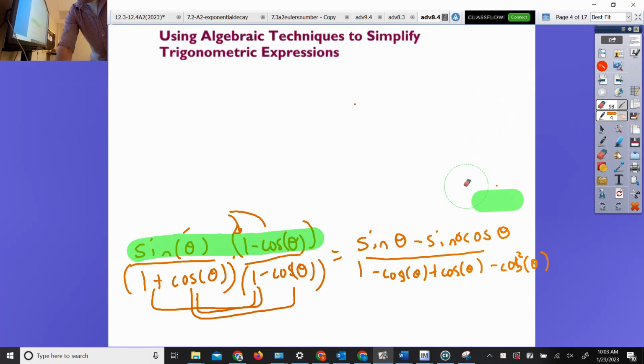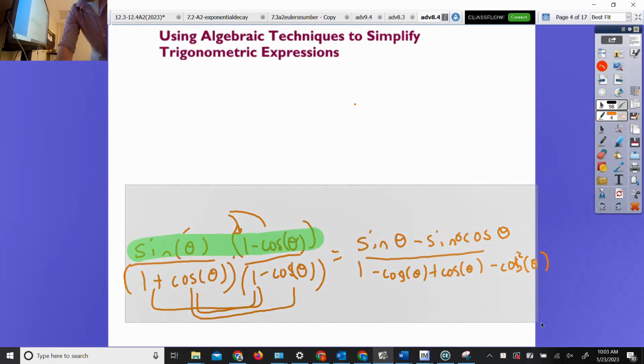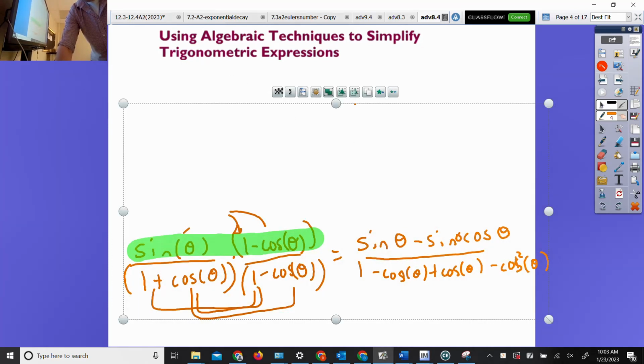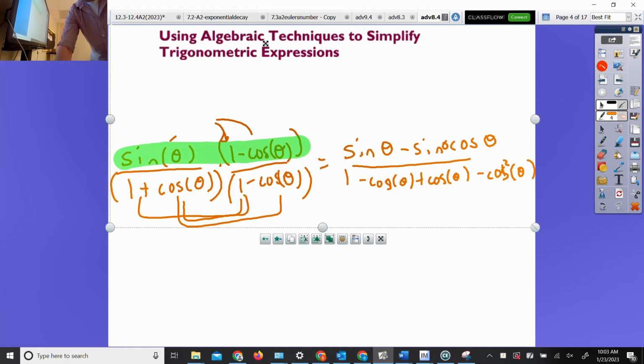What you guys need to figure out is you need to look back at your Pythagorean identities and figure out what cosine squared of theta is. Look at your Pythagorean identities and figure out what cosine squared theta is. That's exactly what it is.